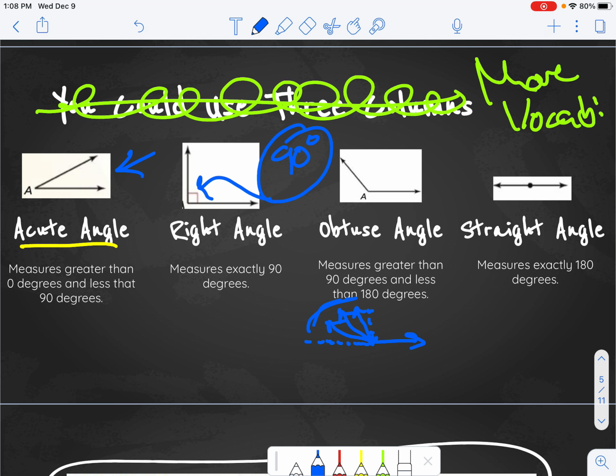So it's anything that's in this section, greater than 90 but less than 180. A straight angle is exactly 180 degrees. Like it has on there, any of our lines or line segments are always straight angles, because this is 180 degrees.